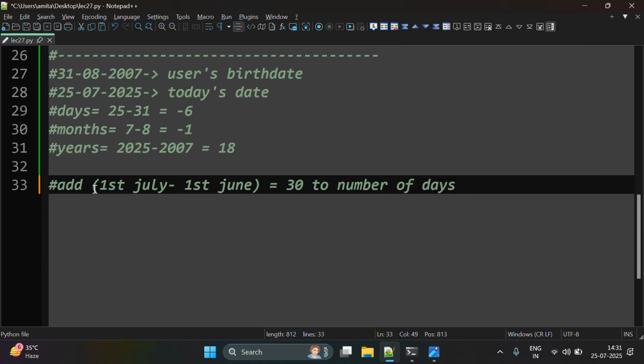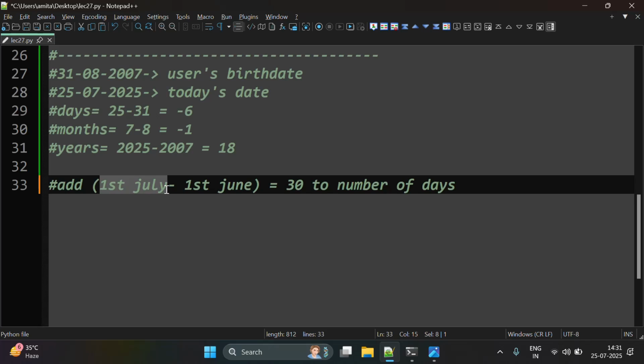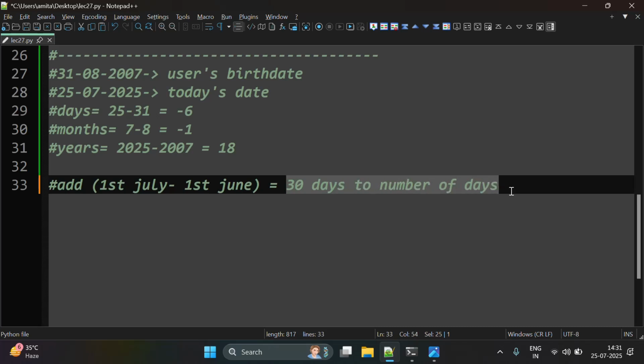So why 1st July minus 1st June? You can see the present month is July. So we will check the present month, and then the first date of the present month minus the first date of the present month minus 1, which is, if it's 7, then this one is the 6th month. So 1st July minus 1st June is 30 days, and we will add these 30 days to the number of days.